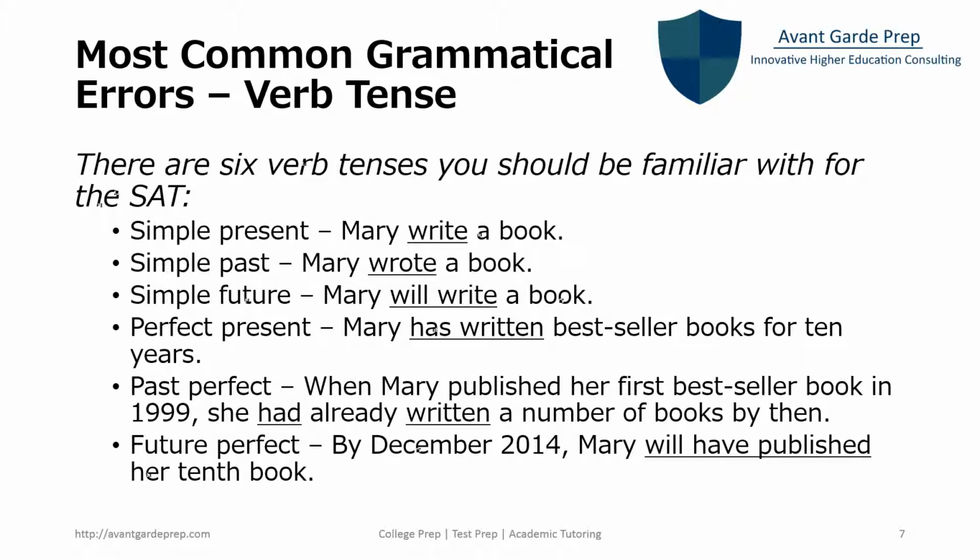Then we have past perfect, which is when you have 2 finished actions that were in the past but one was completed before the other. Like when Mary published her first bestseller book in 1999, she had already written a number of books by then. And then we have the future perfect, which designates action that will have been completed at a specified time in the future. Like, by December 2014, Mary will have published her 10th book.